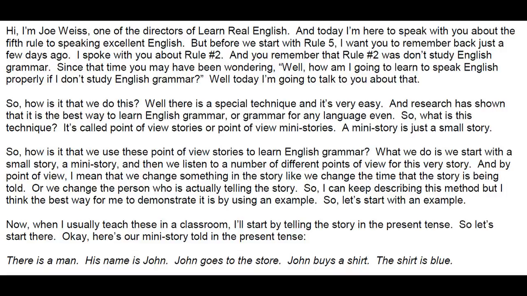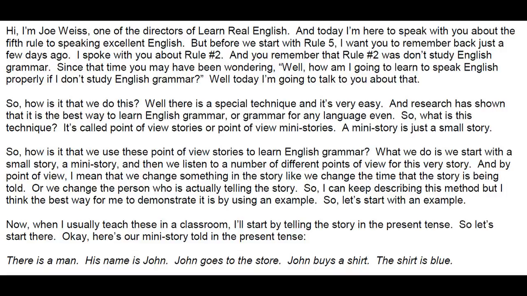So, how is it that we do this? Well, there is a special technique, and it's very easy, and research has shown that it is the best way to learn English grammar, or grammar for any language even. So, what is this technique? Well, it's called point of view stories, or point of view mini stories. A mini story is just a small story. So how is it that we use these point of view stories to learn English grammar?